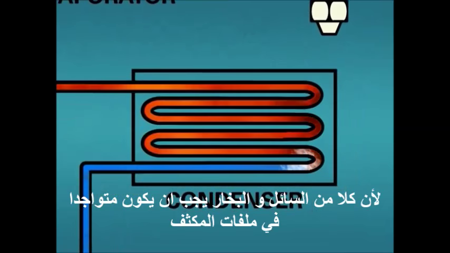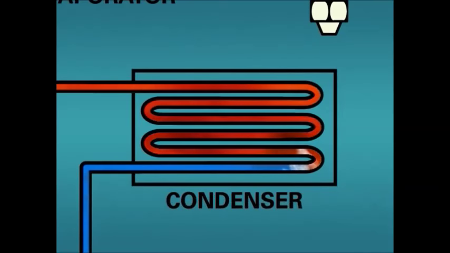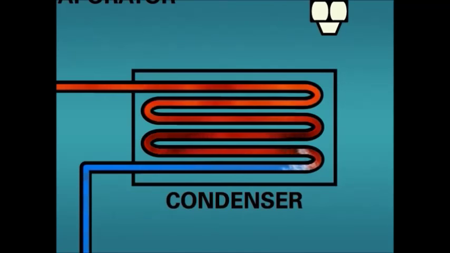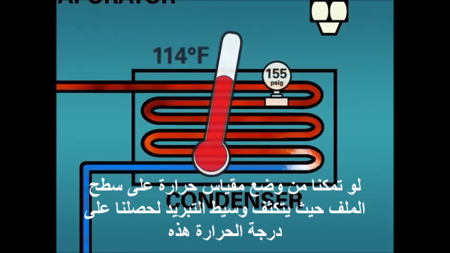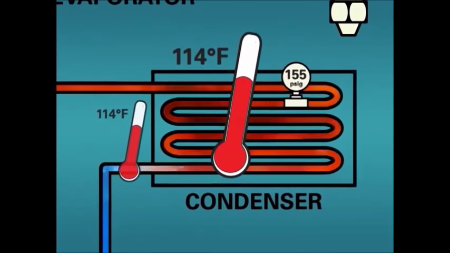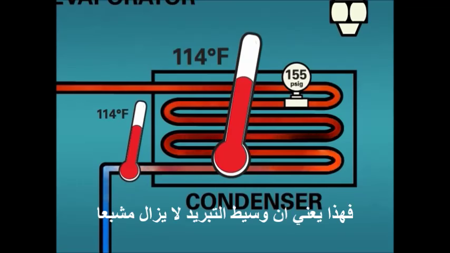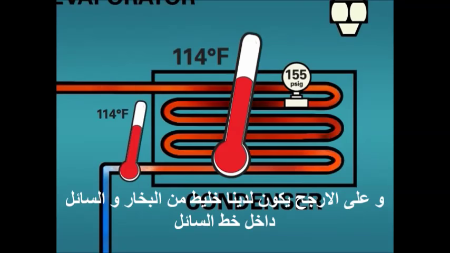Because liquid and vapor must be present in the condenser coil, we must have a 114 degree Fahrenheit refrigerant in the coil. If we were able to place a thermocouple on the coil surface where the refrigerant was condensing, it should reveal this temperature. If 114 degrees Fahrenheit is measured at the condenser coil outlet, we know the refrigerant is still saturated, and we likely have a liquid and vapor refrigerant mixture entering the liquid line.